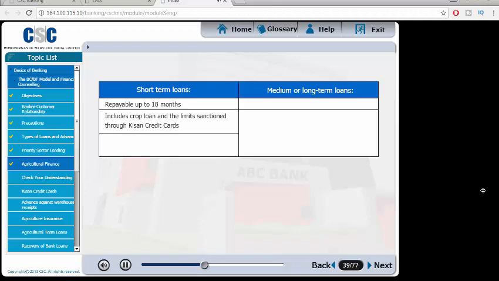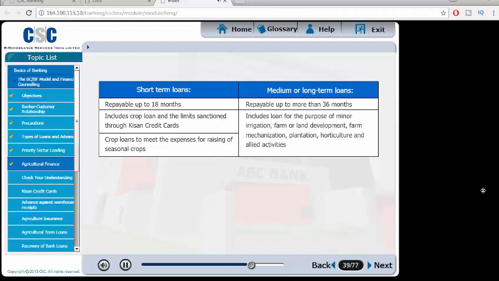Crop loan is given to the agriculturists to carry on seasonal operations, such as to meet the expenses for raising of seasonal crops, including the cost of seeds, fertilizers and pesticides, irrigation charges and labor charges. The period of medium or long-term loan is more than 36 months. This includes loan for the purpose of minor irrigation, farm or land development, farm mechanization, plantation, horticulture and allied activities.